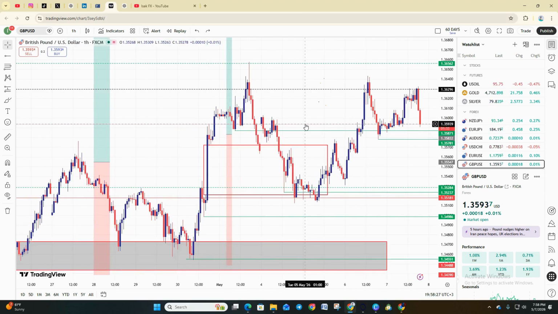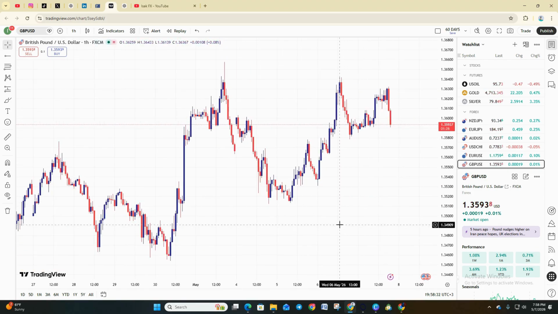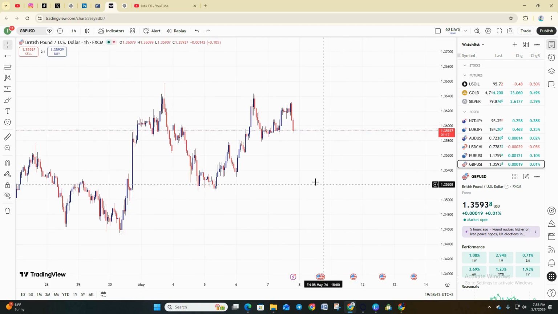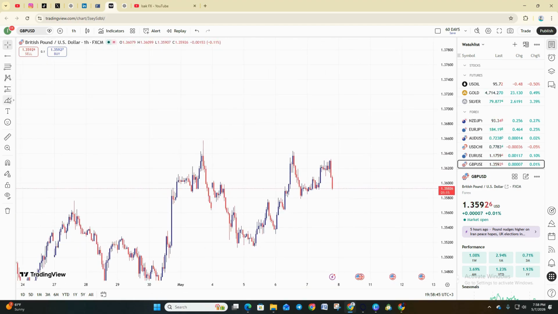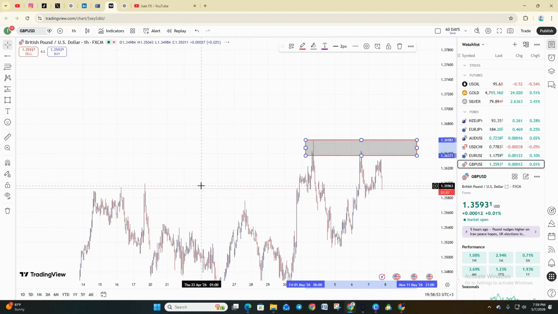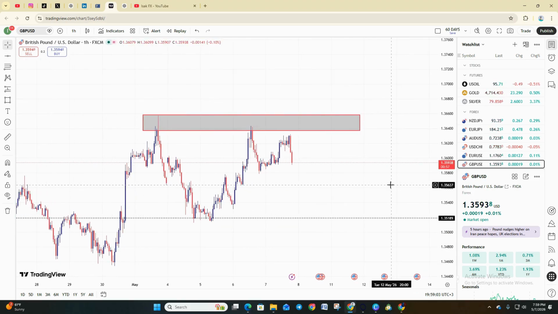Actually, you know what? Let's just remove all these drawings and start clean. So this is the chart on the 1 hour time frame. We were in an uptrend here. So potential liquidity here. So potential target around here.